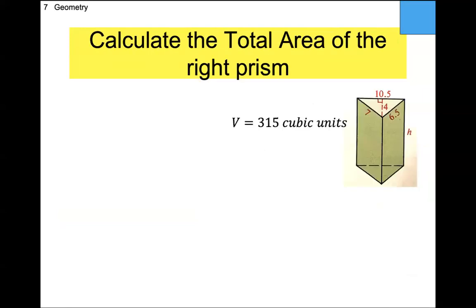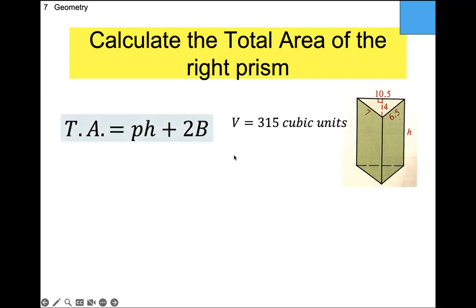So it says calculate the total area of this right prism, and notice, it's a triangular prism. The top and the bottom that are congruent are triangles, and the sides are rectangles. And they give us the volume. Well, volume has nothing to do with surface area. So somehow I'm going to get the required values that I need for total area out of the volume. So if you're asked to calculate the total area, that's the formula that you're going to start with. So total area of any prism, as long as it's right, is Ph plus 2B.